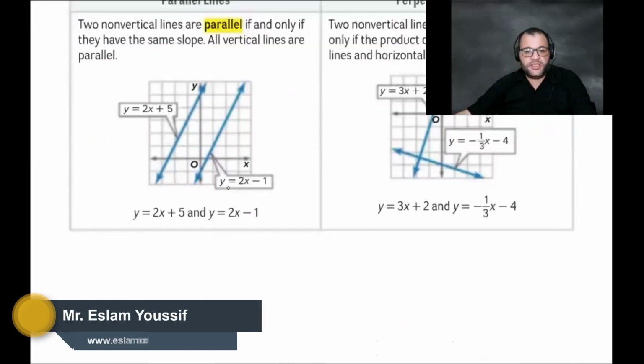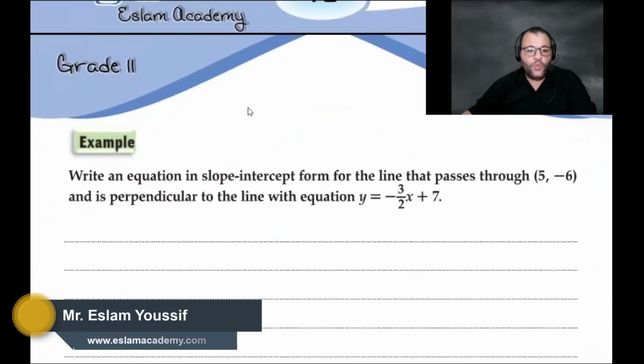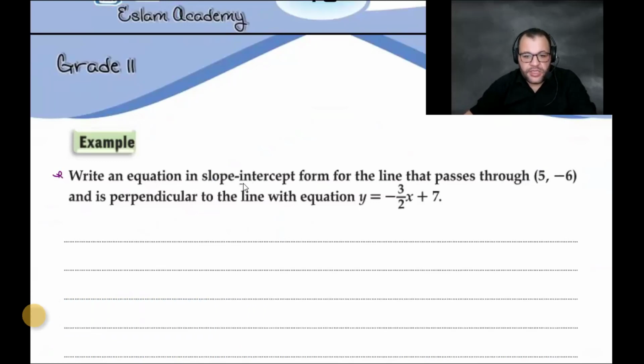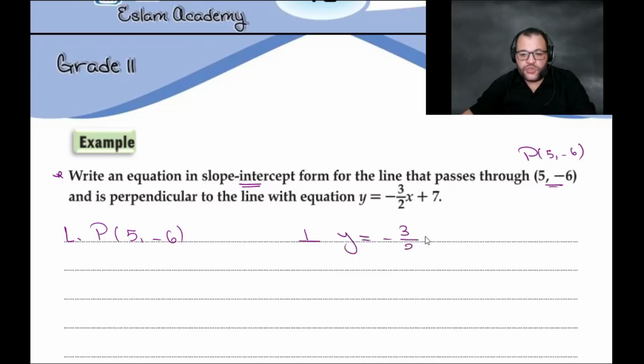So how can we solve this problem? We need to write the equation in slope-intercept form for the line which is passing through the point (5, -6). This line is perpendicular to another line with the equation y equals -3/2x plus 7. Again, if a line is parallel or perpendicular to another, we need to find the slope.